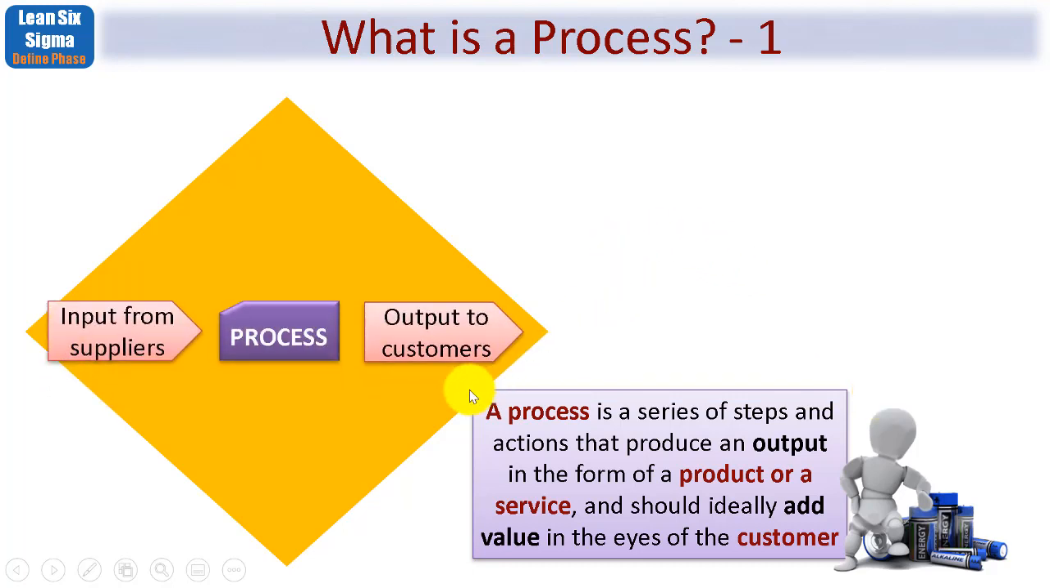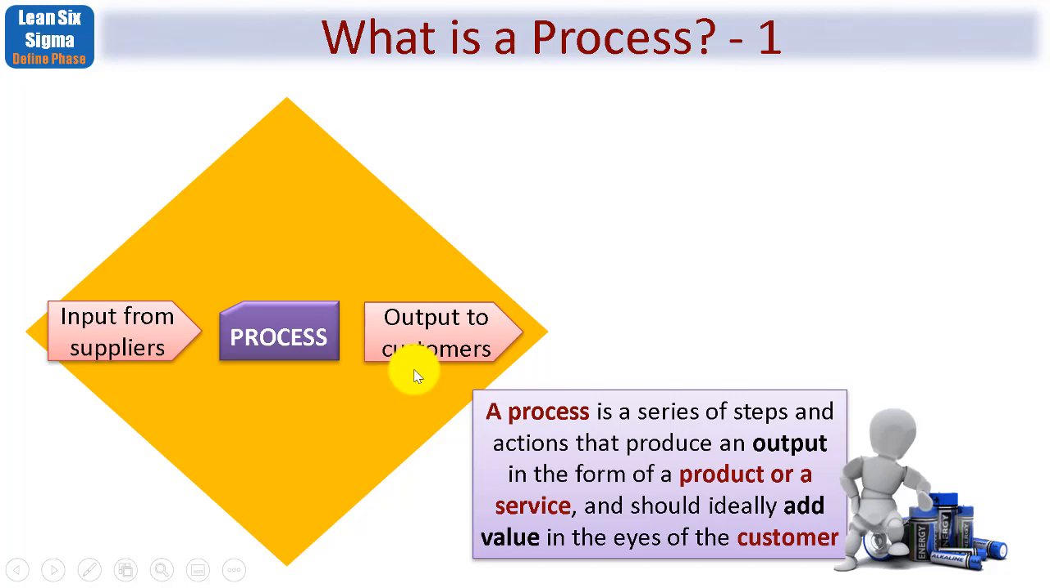So the model looks something like this. Here's the process, and we have inputs from suppliers and outputs to customers. Again, be clear that your customers may be internal and external, and the same goes for suppliers. So suppliers, therefore, in the general sense, provide something. The process then does something with that, and the output is then delivered to customers.